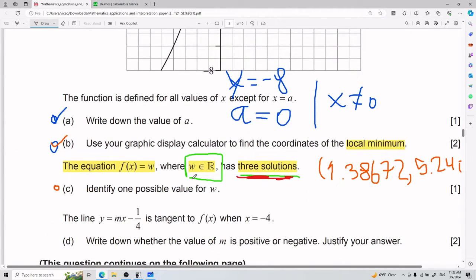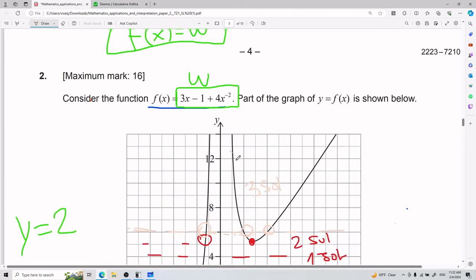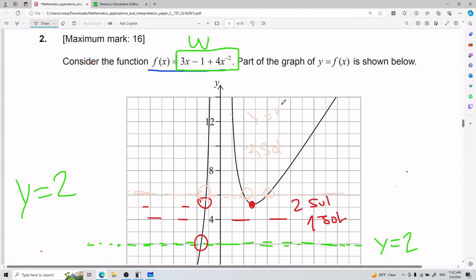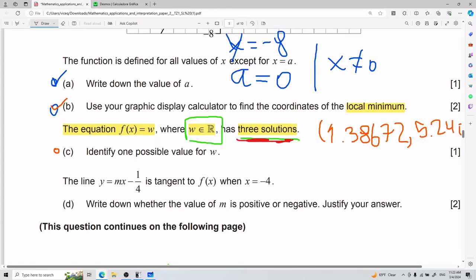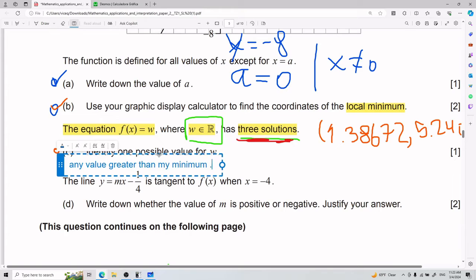So one possible value for W, well, you can just put W equals 12 and it's going to work. It's going to give you those 3. If you're not very convinced that that's going to get you a point, you can be very rigorous and just put any value greater than my minimum, and make sure you put greater than and the value of your minimum to show your work, 5.24025. So that would be for part C.